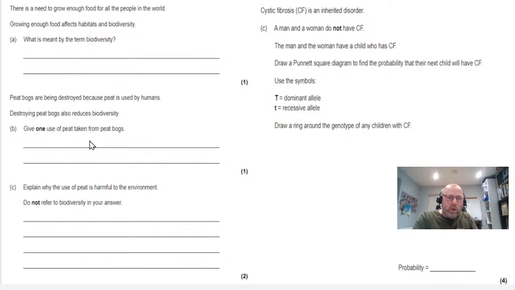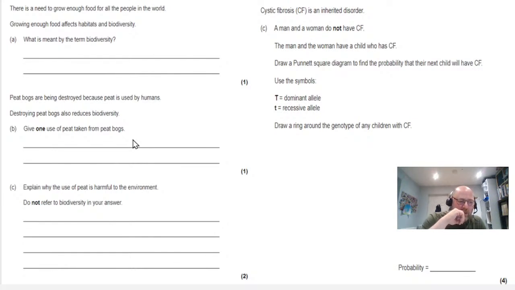Anyway, one use of peat from peat bogs. Make compost like that. Nice. Explain why the use of peat is harmful to the environment. 2 marks. Why is peat harmful to the environment? Burning peat releases CO2. Anybody got another one? So that's global warming. Why else is using peat harmful? Do not refer to biodiversity.